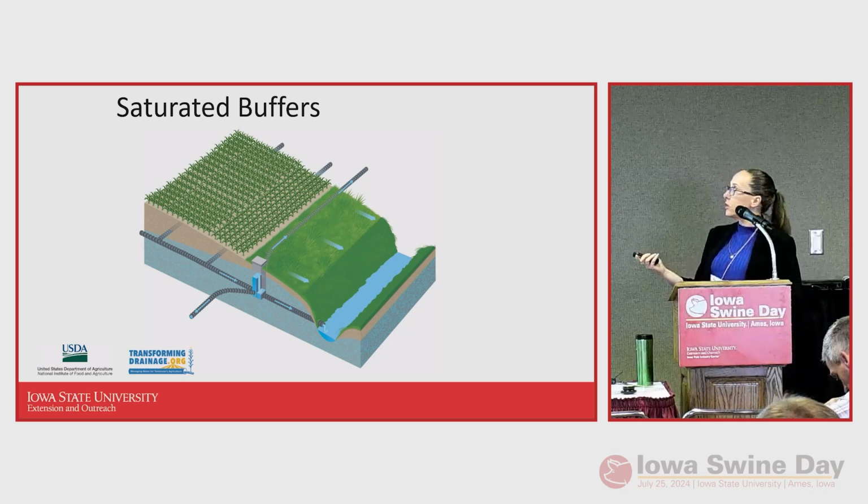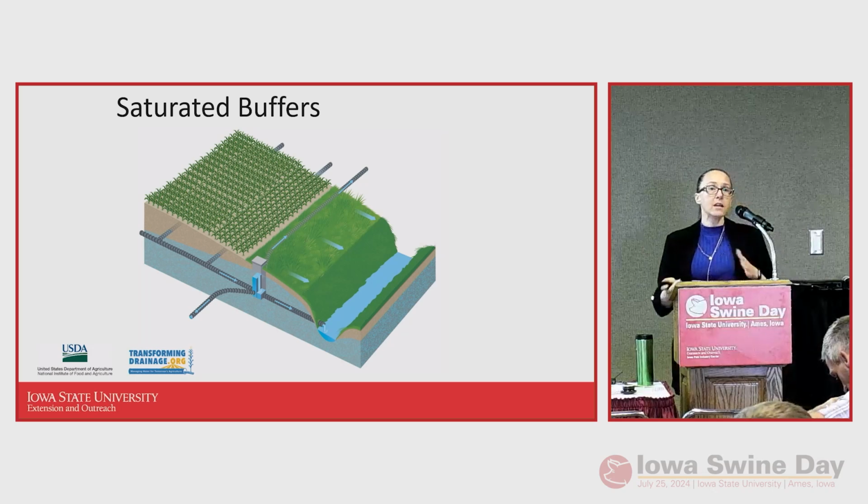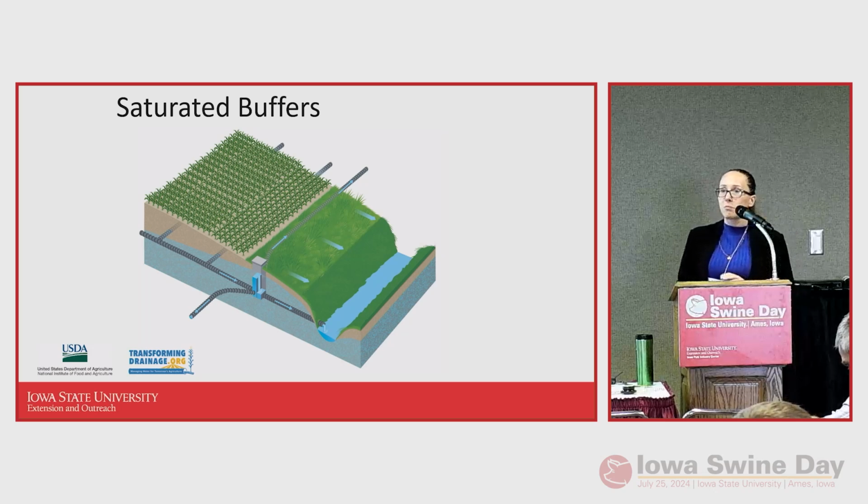So we end up with somewhere around, on average, 50% reduction of nitrate from the time it leaves this tile line to the time it gets to this stream. And that is going to depend kind of on the time of year. The microorganisms might act a little differently depending on temperature. But on average, we see 50% reduction.